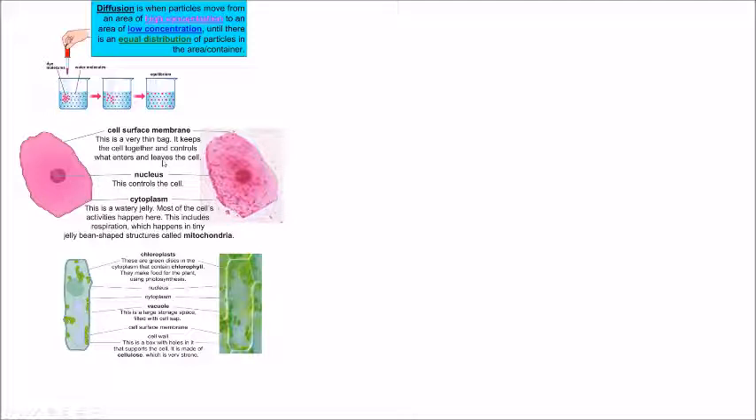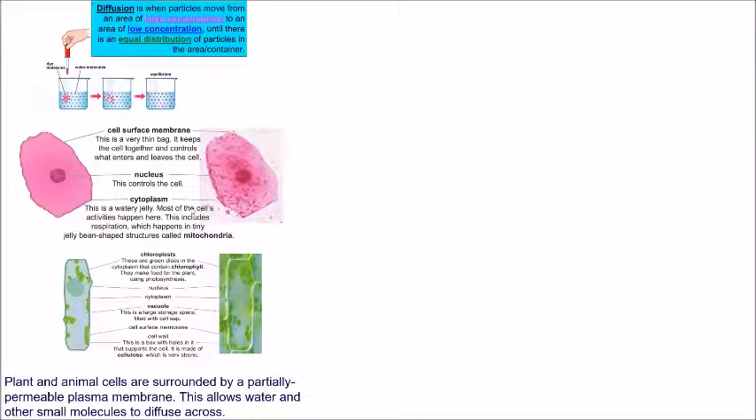So the cell surface membrane is what we call partially permeable. Okay, so permeable means that it can pass through. Partially means that there's a level of control to it. So my cell, or any cell, controls what can enter and what can leave the cell. Okay, so diffusion will happen of all sorts of compounds, such as oxygen, glucose, carbon dioxide, in both plants and animals, and they will pass through this surface membrane because it's got tiny, tiny holes in it. Okay, but it has a degree of control.